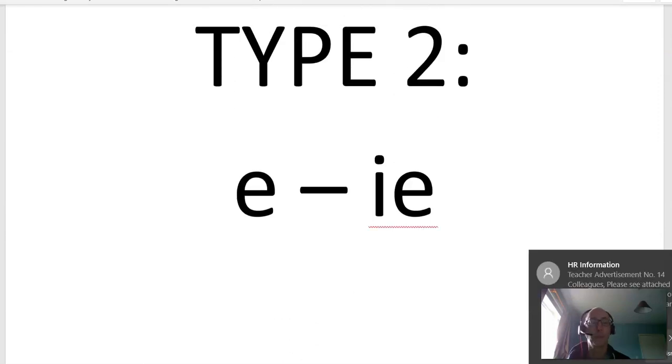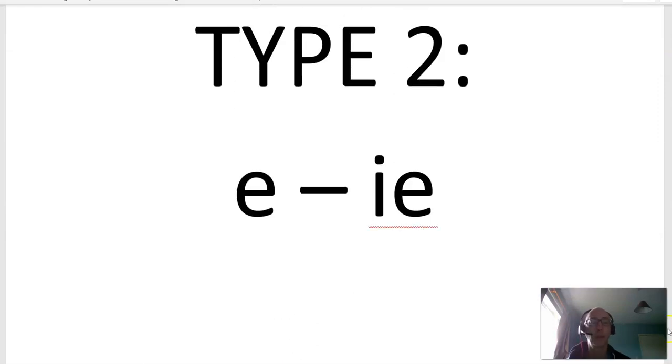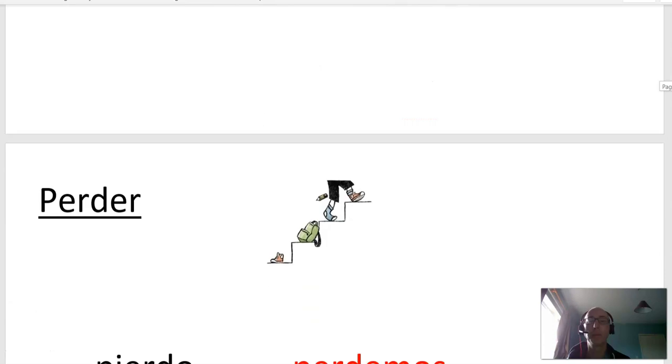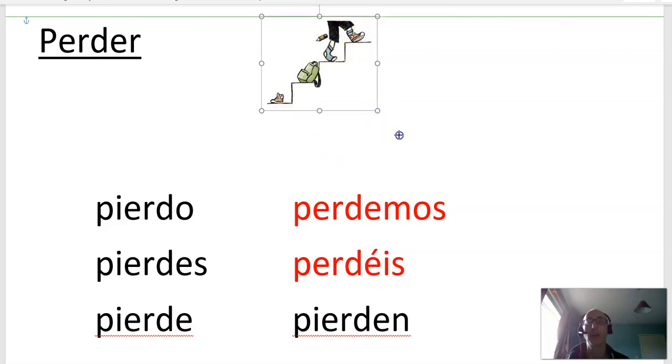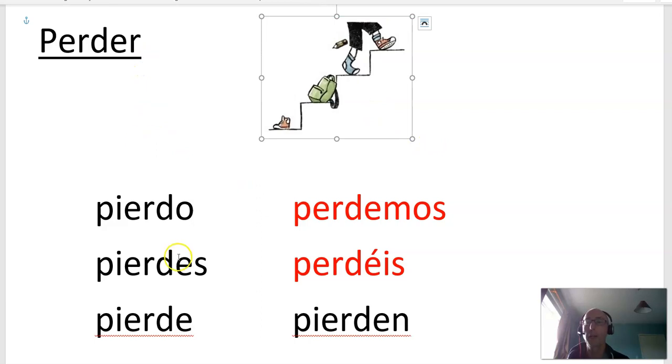Next one. E to IE. So the E in the middle changes to IE. The common verb is perder, to lose. You can see the boy is walking up the stairs. He's losing everything. So perder changes to pierdo. Again, you could just say that you're getting an extra I in there. But we normally call it E to IE.